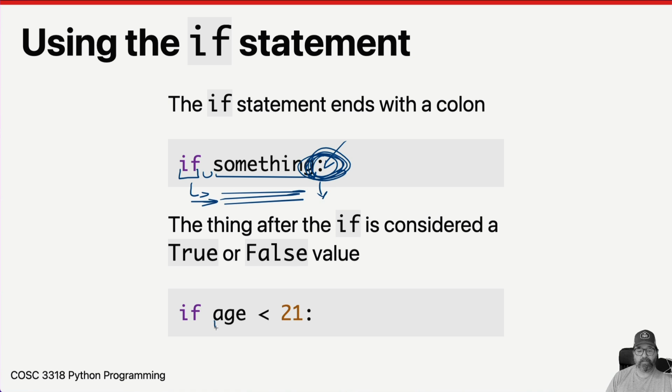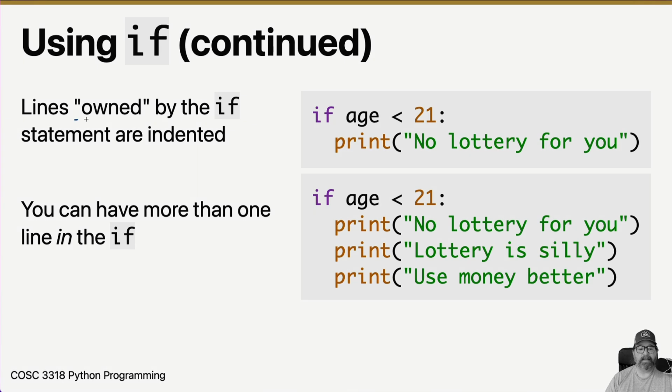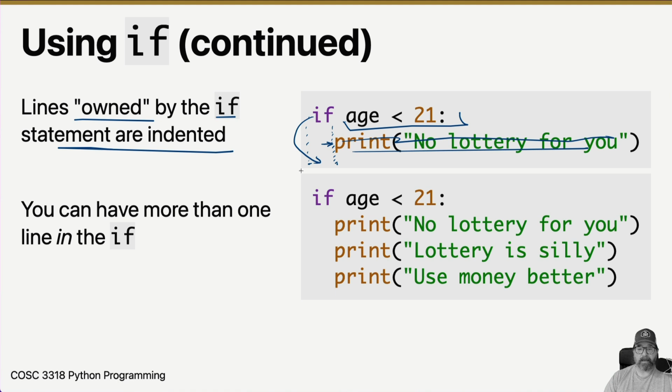So the thing after the if is called the condition. This is the condition, and it checks to see whether or not the condition is true or if it's false. If it is true, then it runs the lines that it owns. So lines owned by the if are the statements that are indented. Like right here, we have print is indented over. It's more to the right than the if statement. And the if statement is like, if age is less than 21, if this is true, it's going to print that. If it's not true, it ignores it and it just jumps over the line. It's like, I'm not going to do that.